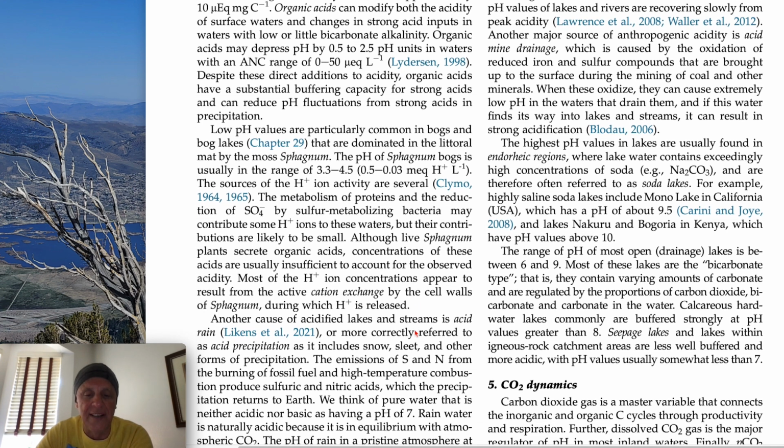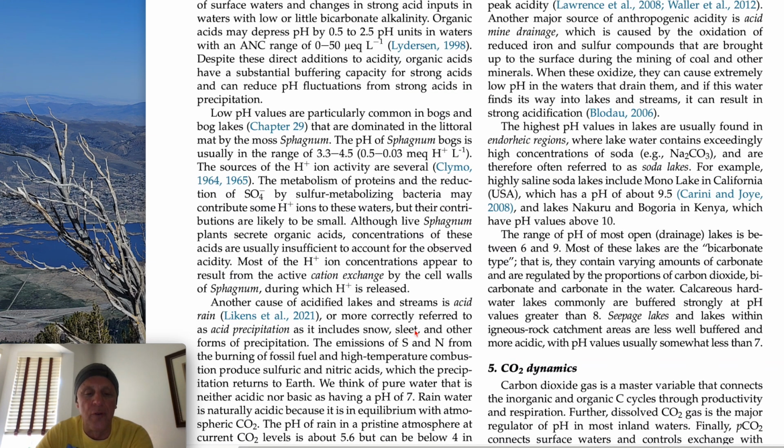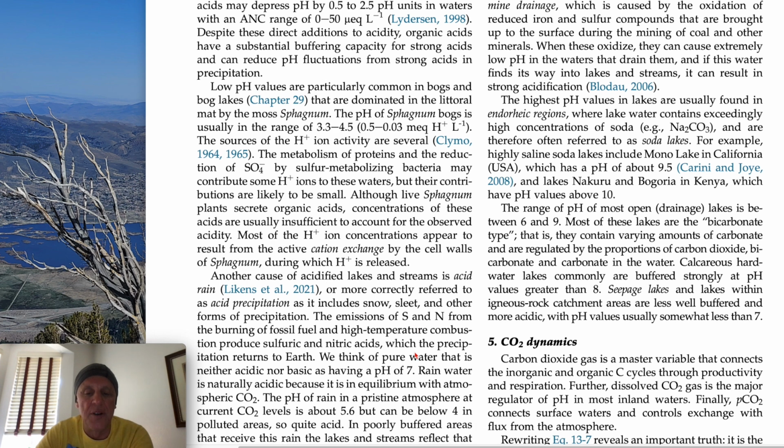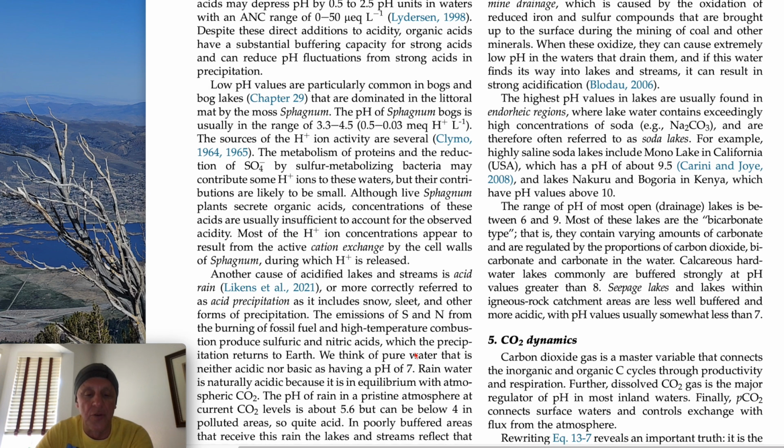Another cause of acidified lakes and streams is acid rain, or more correctly referred to as acid precipitation, as it includes snow, sleet, and other forms of precipitation. The emission of sulfur and nitrogen from the burning of fossil fuel and high temperature combustion produce sulfuric and nitric acid, which the precipitation returns to Earth.